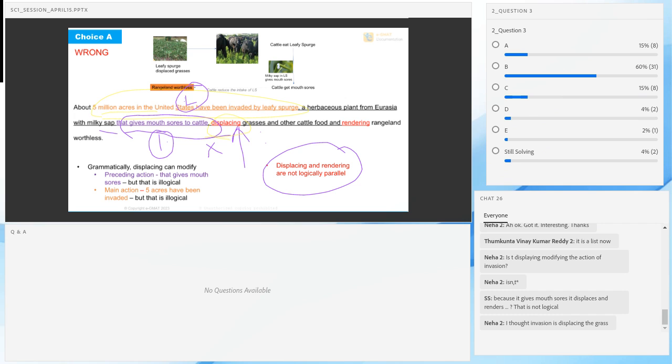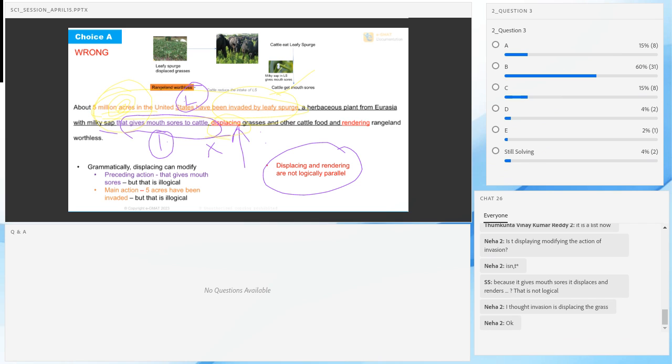Again, invasion would have been fine, Neha, but this is the rule that you are applying over here, and that's the grammatical understanding that you need to have: the verb-ing modifier needs to make sense with the subject of the clause. So while the invasion part is correct, the subject over here, the 5 million acres, is not correct.